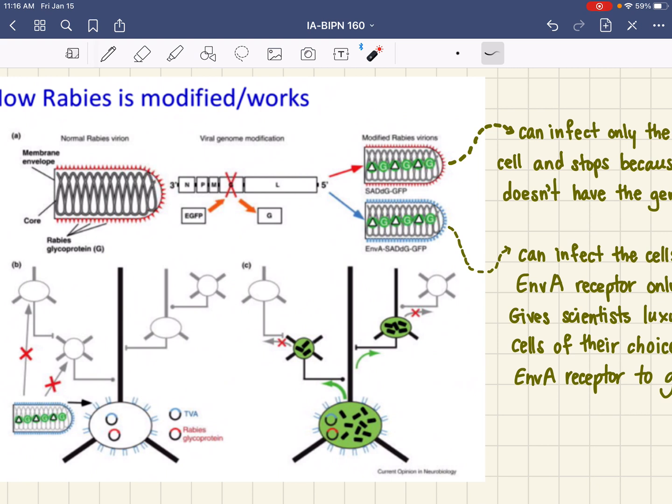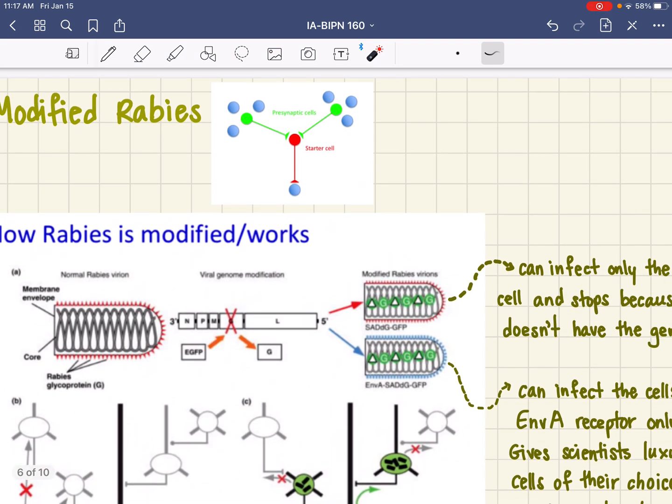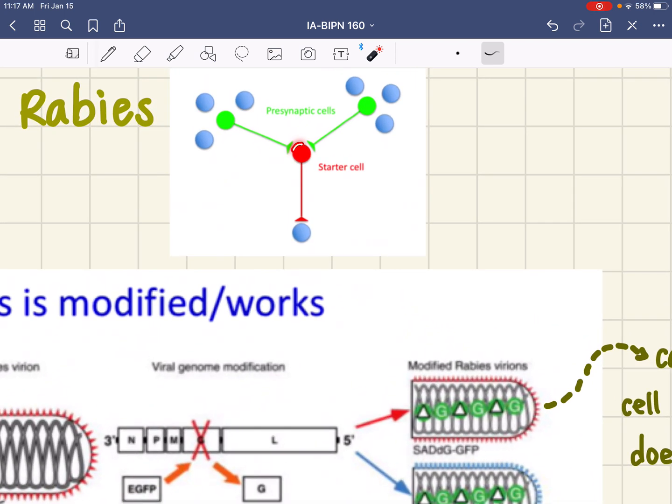And because the glycoprotein is important in infecting neurons, right? The virus uses the glycoprotein to infect the neurons. That's how it infects all neurons in the organism. This virus can no longer infect neurons without the glycoprotein. However, we want the modified rabies virus to infect some neurons, but we want them to infect only one previous neuron. So if this is the starter neuron that is infected with the modified rabies virus, we want this neuron to infect only its previous neuron, and that's it. We don't want this one to infect its previous one.